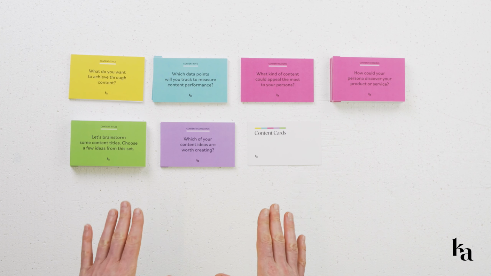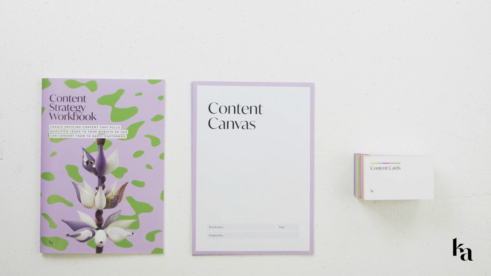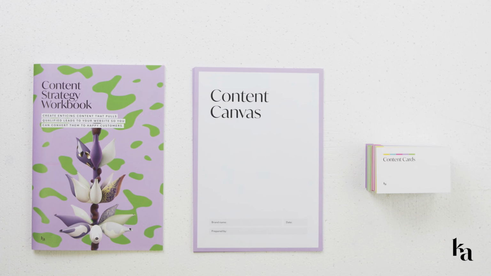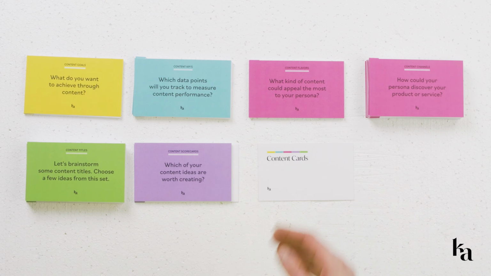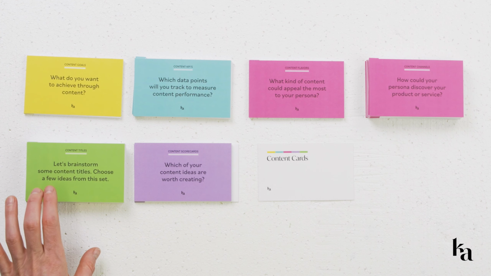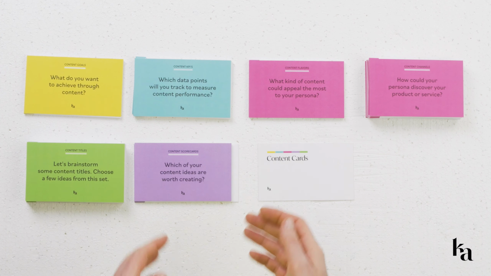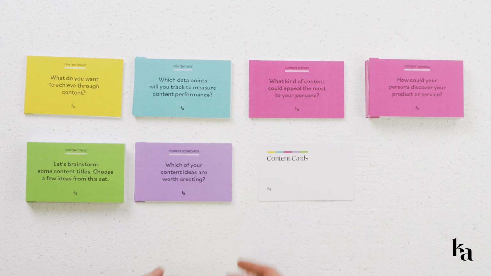You can use the content cards together with the content canvas and content strategy workbook, or you can use them standalone. As you see, there are these questions that you need to answer, like what do you want to achieve through content? Which data points will you track to measure content performance? What kind of content could appeal most to your persona? How could your persona discover your product or service? And then it gives you ideas to brainstorm content titles, and scorecards to score your content ideas and select the best ideas that you can implement.